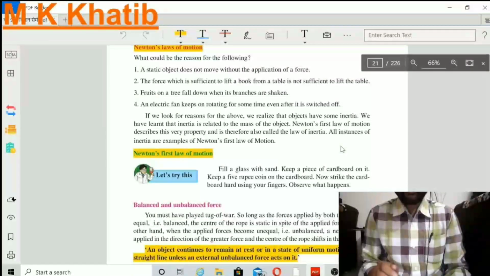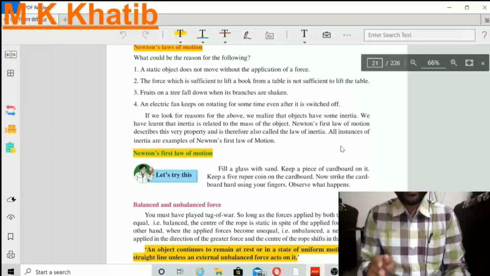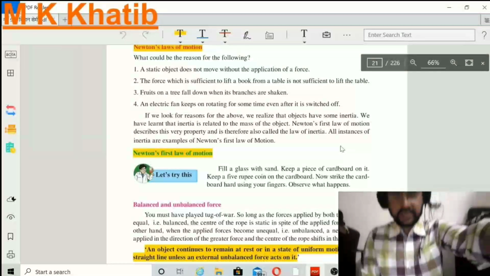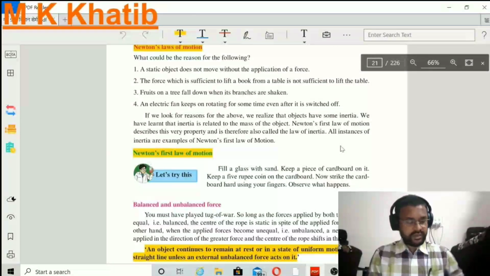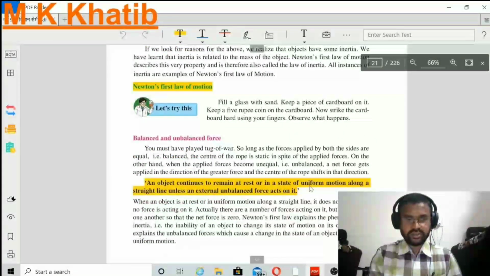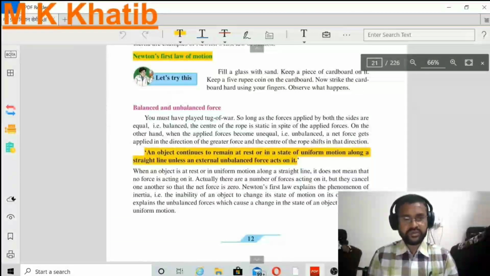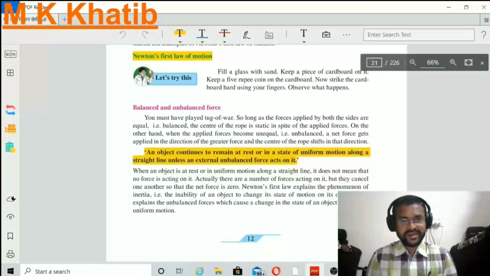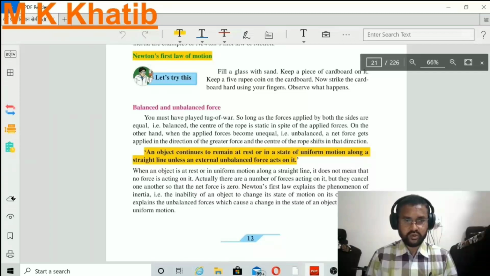From this clip, we understood that in balanced force, the net resultant force is zero, and in unbalanced force, the net resultant force is not zero. With the help of this, Newton explains his first law statement. The statement of the first law is: an object continues to remain at rest or in a state of uniform motion along a straight line unless an external force acts on it. This is the statement of the first law.